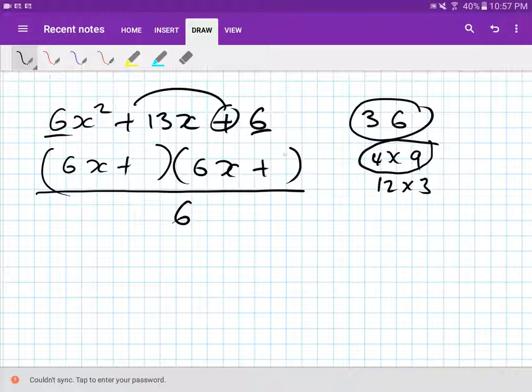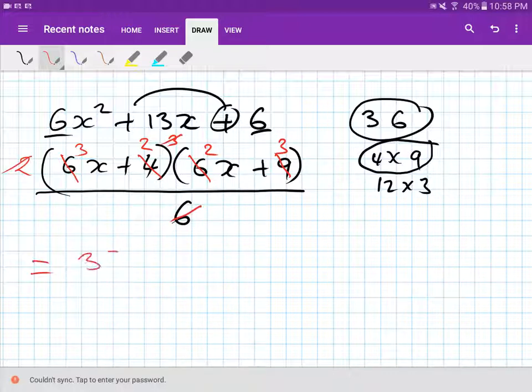So 4 and 9, it doesn't matter where I put 4 or 9 because both are positive. So I just quickly put 4 here, 9 here. Now, I take out the common factor. The common factor for 6 and 4 is 2. You take it out, that gives me 3. You take it out, that gives me 2. You take the 6 and 9, you take the 3 out, that gives me 2. You take the 3 out, gives me 3. 3 times 2 is 6, so you cancel out. So your answer would be 3x plus 2 and then 2x plus 3.